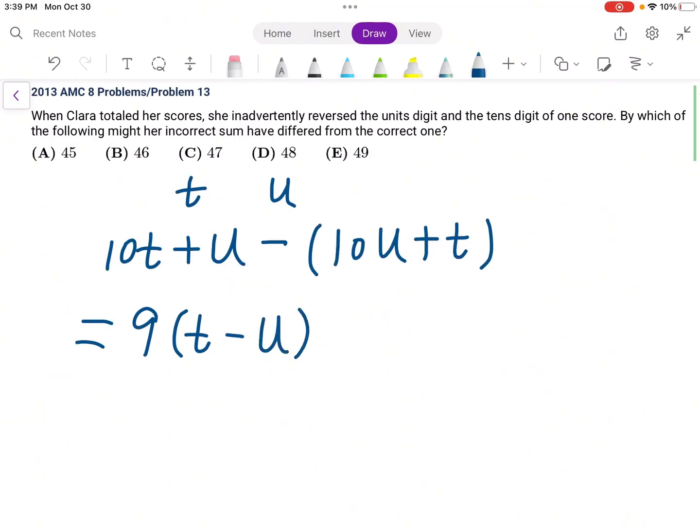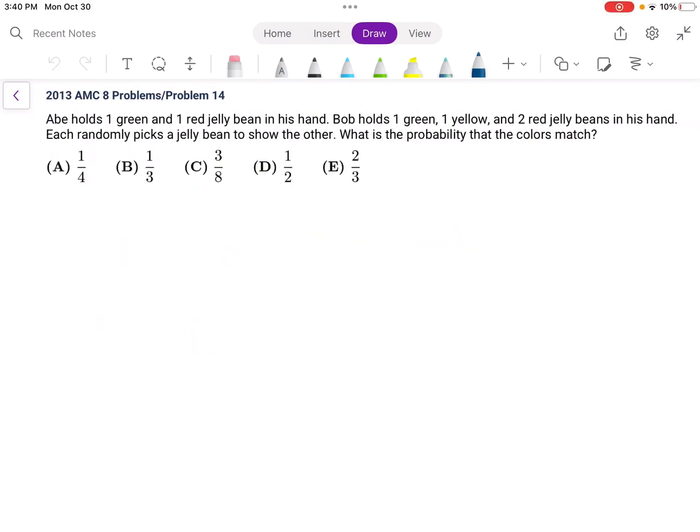Therefore, the difference should be a multiple of 9, and within the answers, only A qualifies. If T is larger than U, then this is a positive number. If T is smaller than U, then this is a negative integer. Problem 14.